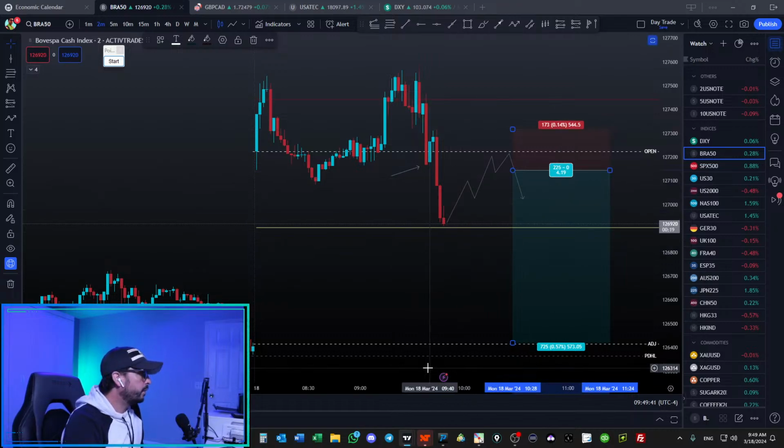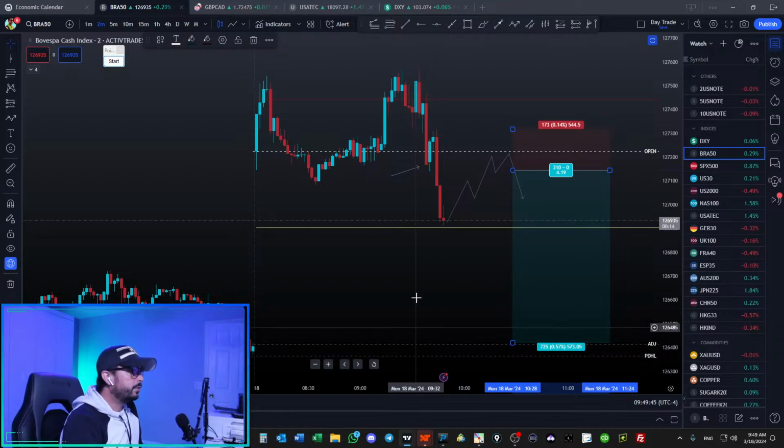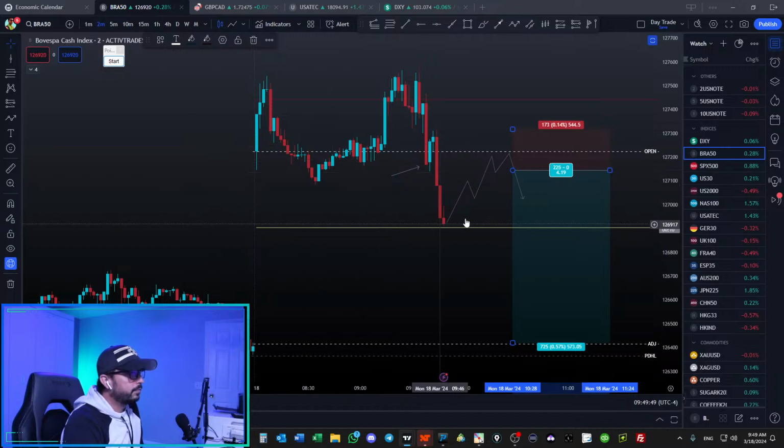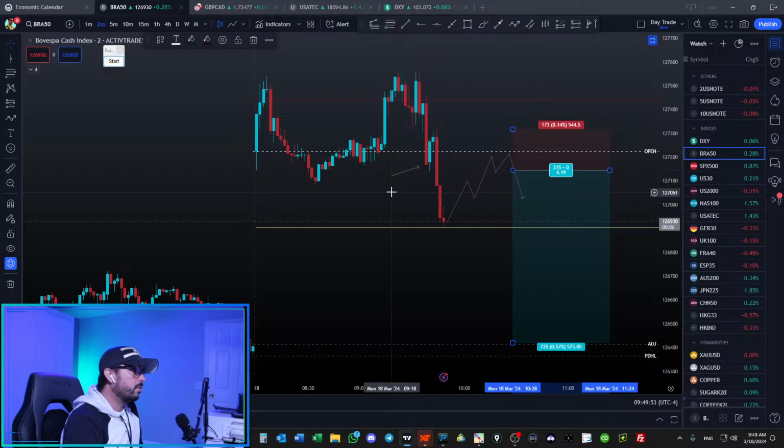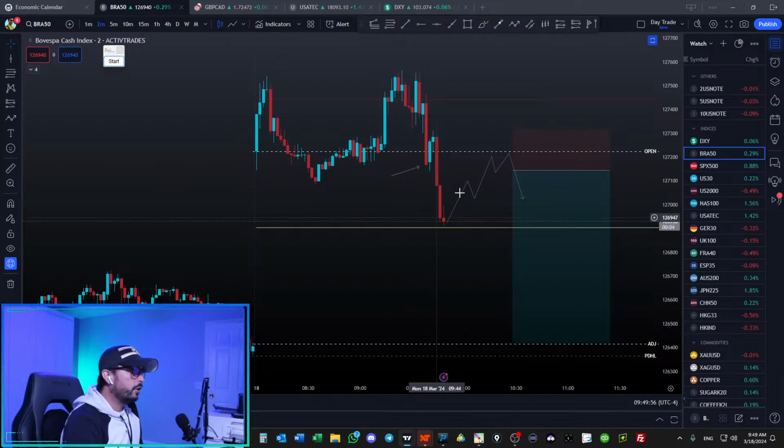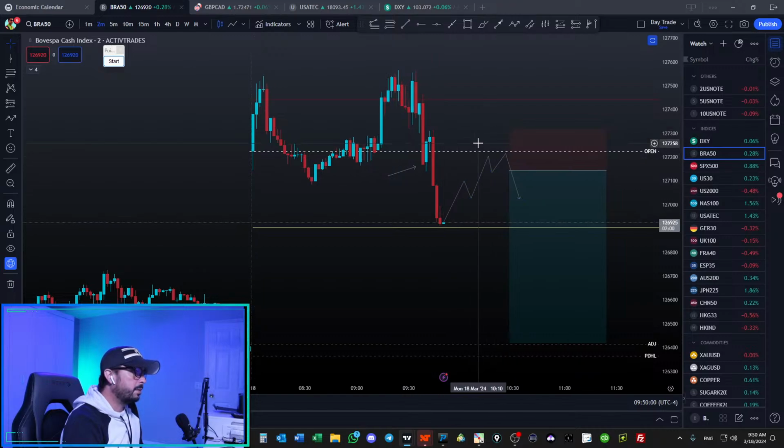If it flushes and you just miss it, unless you want to jump on the bandwagon, I would probably have just waited for this. This would have been maybe the setup that I wanted on the mini index today. So I'm just going to wait for that. If it comes back here, rejects this, comes back up, and then, because as you can see at the opening, you've got to pay attention to something.